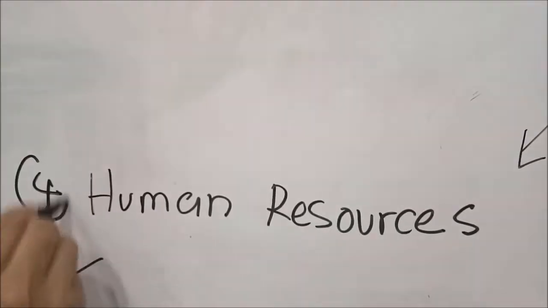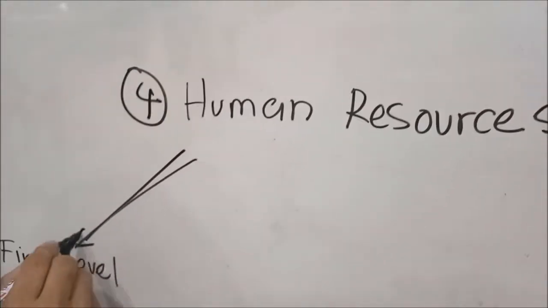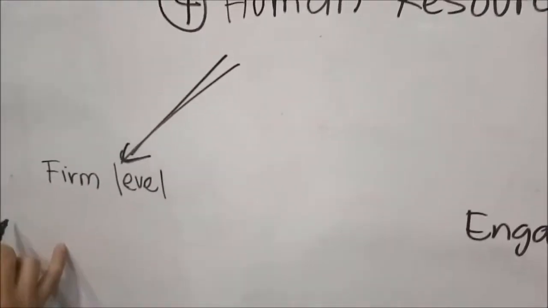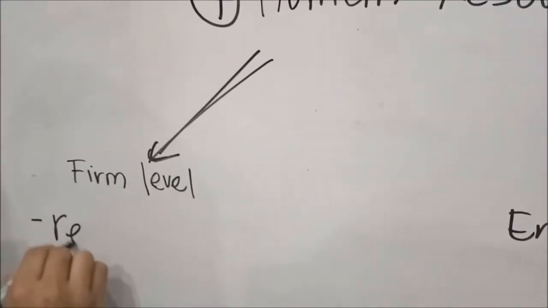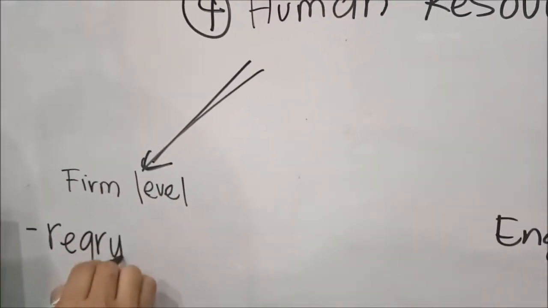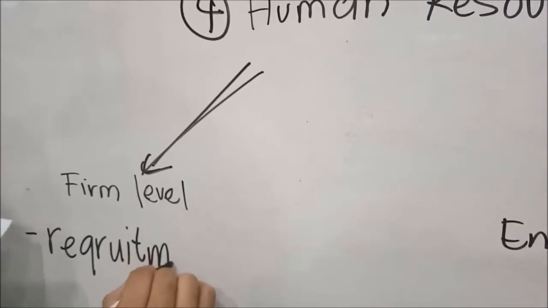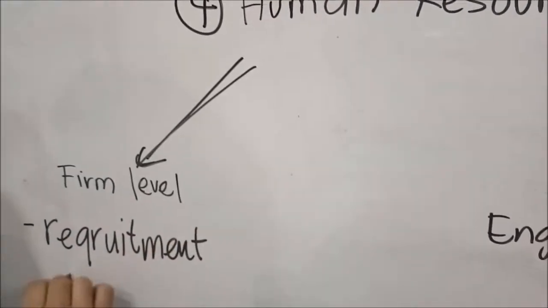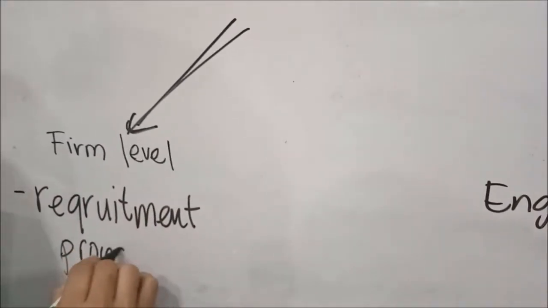The next element is human resources. Under the firm level, it covers the policies and procedures that relate to the recruitment process, development of competence, career development, performance evaluation, and compensation to the staff.